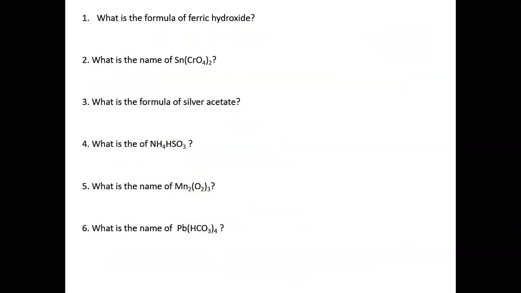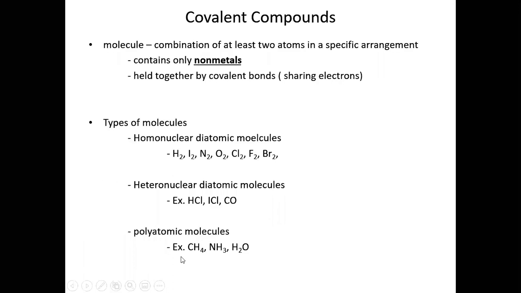So now switching gears to covalent compounds. Unlike ionic compounds, which are made up of ions, covalent compounds are made up of molecules, and molecules contain at least 2 atoms in a specific arrangement, and they only contain nonmetals. So molecules can only contain nonmetals, and these are held together by covalent bonds, which involve sharing of electrons, in contrast to ionic bonds, which involve the transfer of electrons.